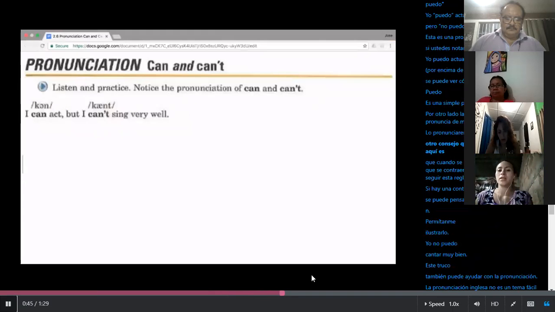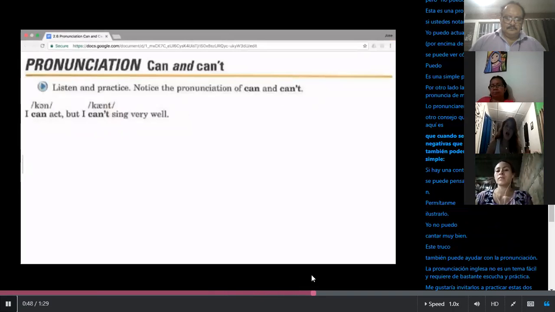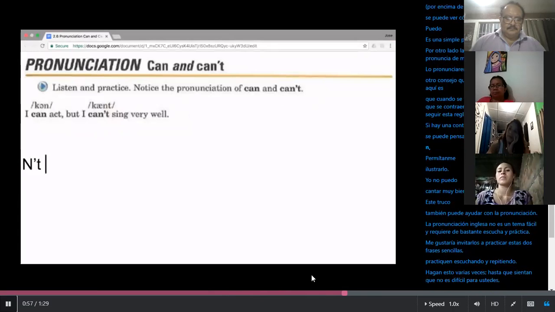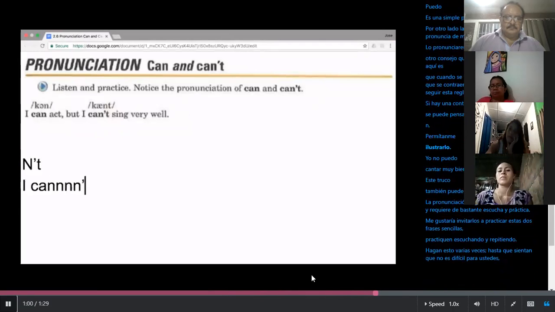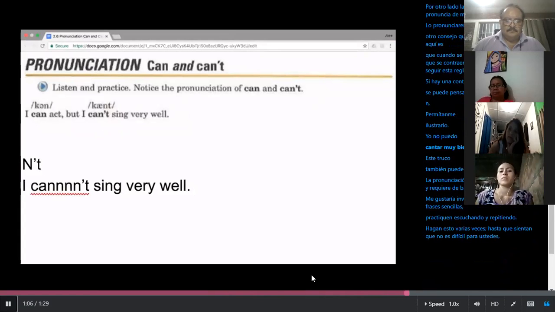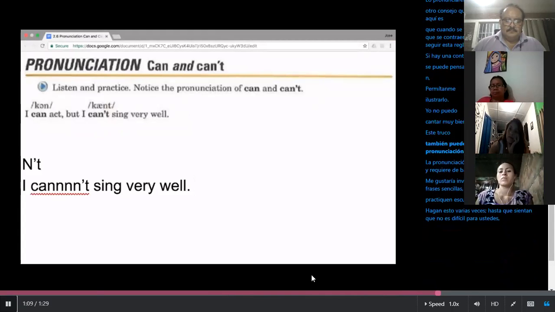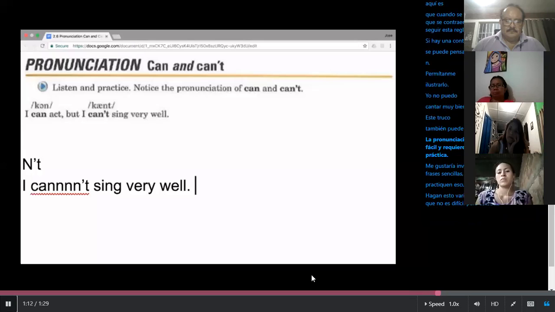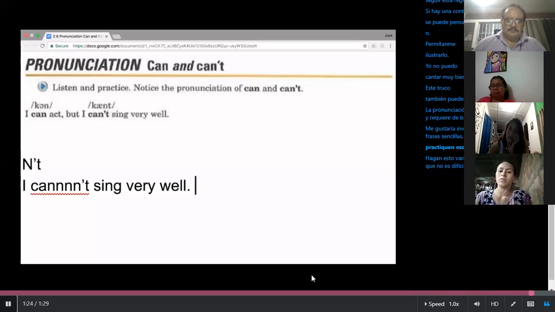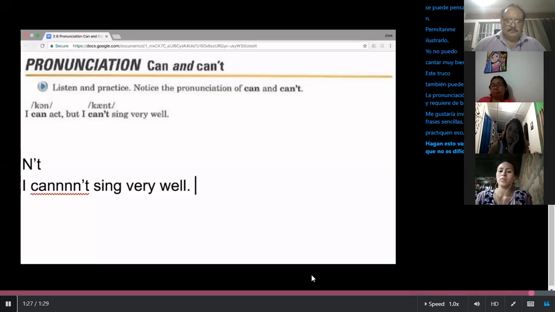Another tip that I would like to mention here is when it comes to negative statements, which are contracted, we can also follow the simple rule. If there's a contraction which ends in nt, you can think of extending that n. Let me illustrate that. I can't sing very well. This trick can also help with pronunciation. English pronunciation is not an easy topic and it requires a lot of listening and practicing. I would like to encourage you to practice these two simple phrases. Practice by listening and repeating. Do this several times until you feel like it's not difficult for you.